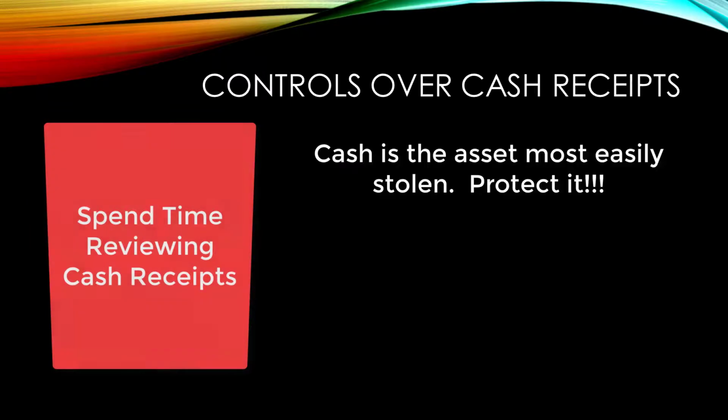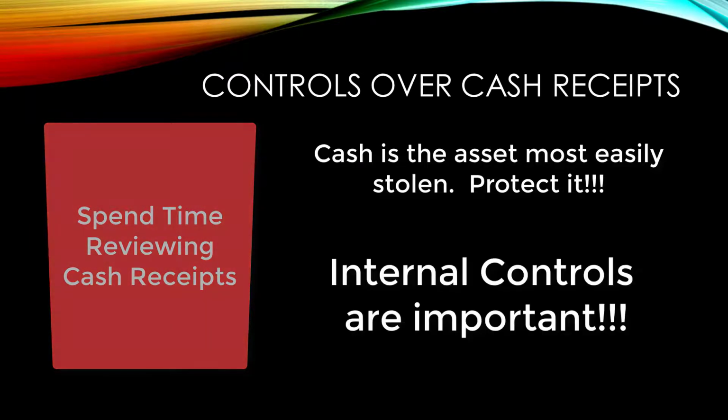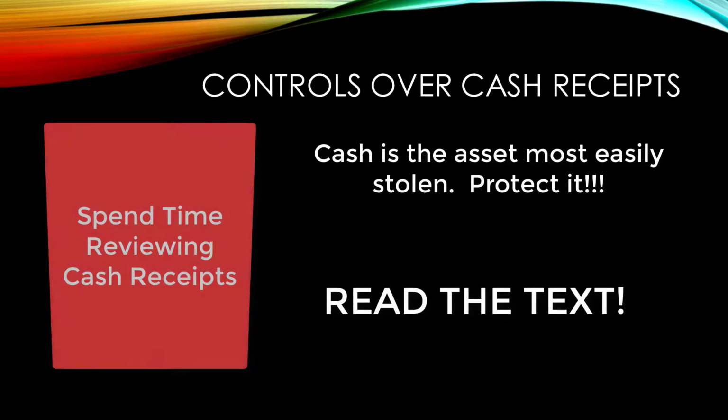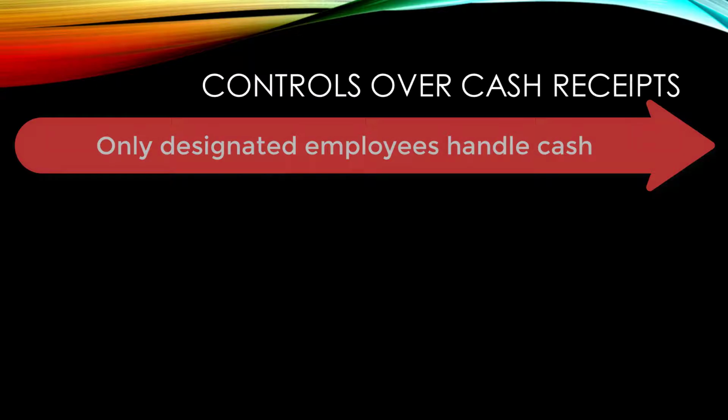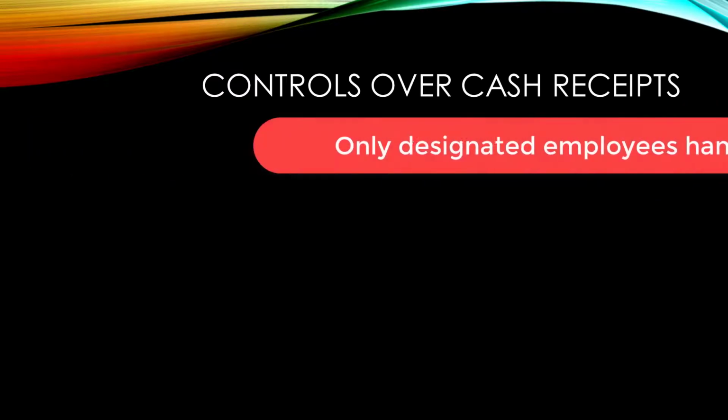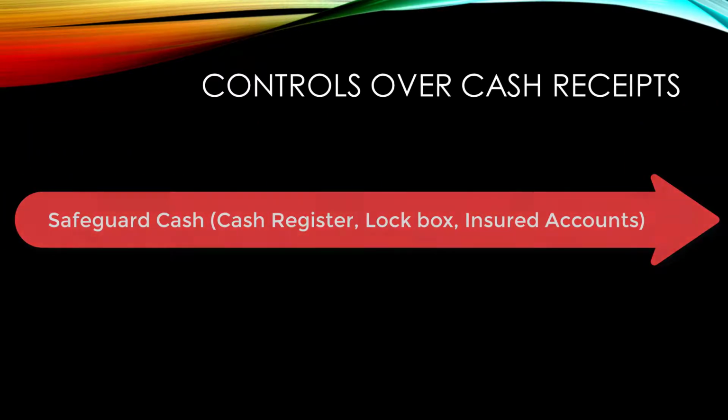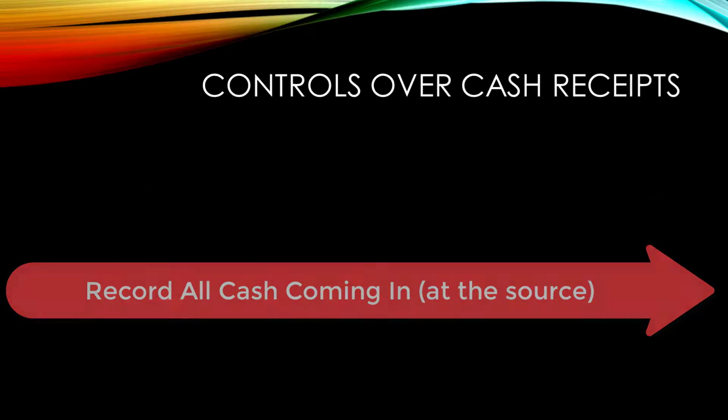Spend time reviewing the control of cash receipts. Here's a visual just to give you an overview, but this is an important part of the chapter that you need to read. Make sure that only designated employees receive and handle the cash. Bonding is important. You can read more about that. Keep cash receipts in a cash register, lockbox, or in insured accounts. Another good control to safeguard that cash is to have an armored pickup truck pick it up if the amount is large. Make a record of all cash receipts at the source.